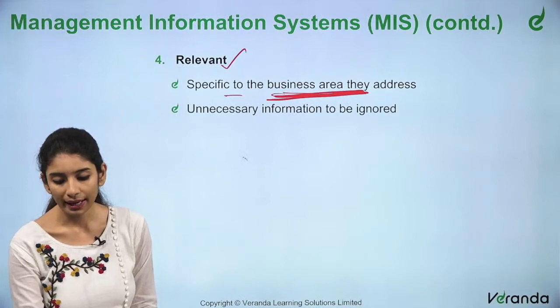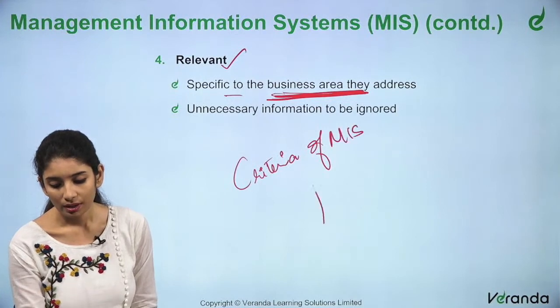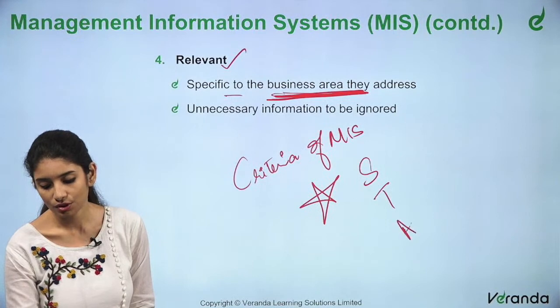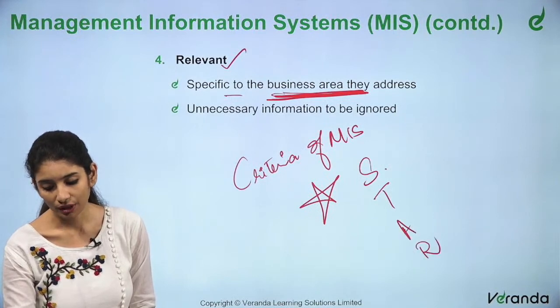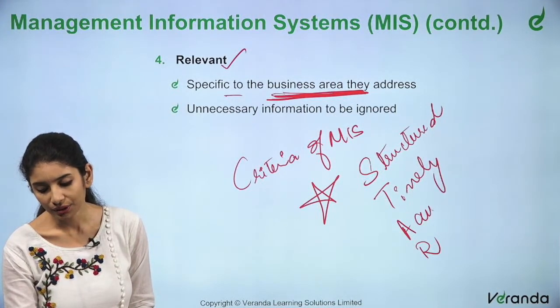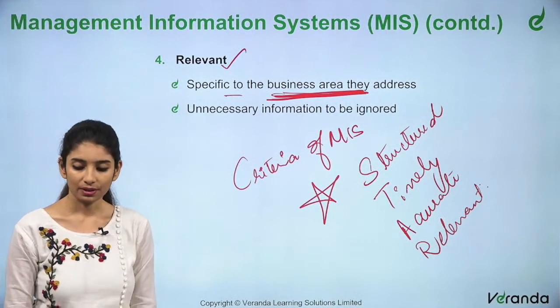So, criteria of a MIS report: STAR. S for structured, T for timely, A for accurate, and R for relevant.